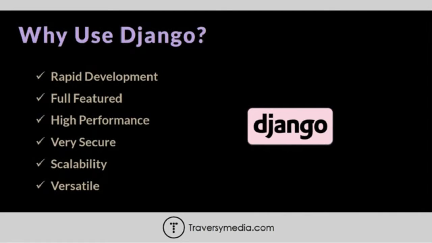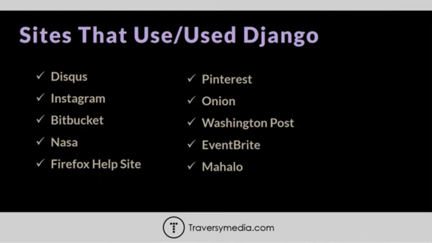In the next slide, we're going to look at some of the sites that do use Django or have used Django in the past. It's also very versatile. It can be used to build all kinds of diverse applications, from social networks and content management systems to things like scientific computing platforms. And of course, it runs on Python, which is a very powerful and versatile language itself.